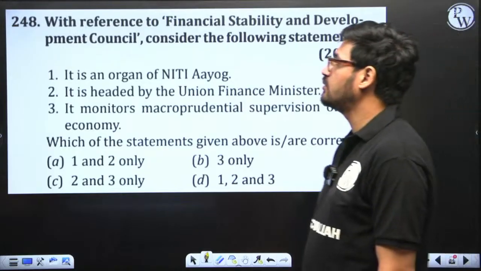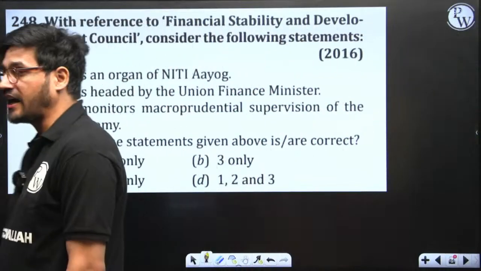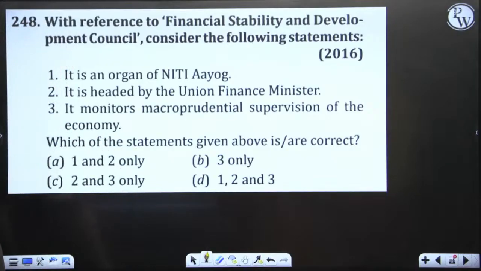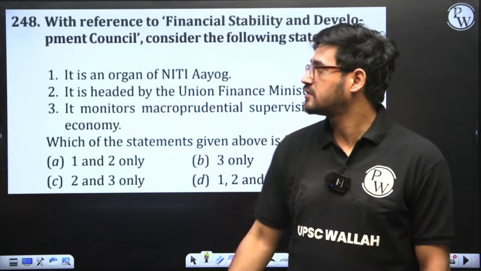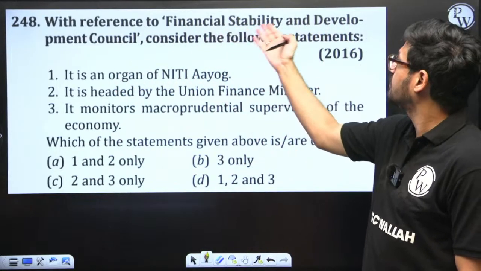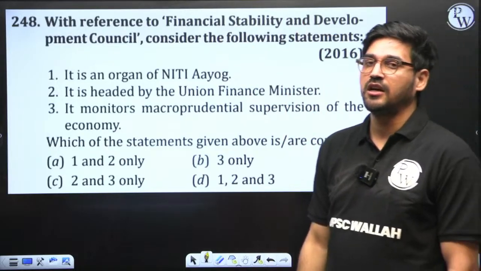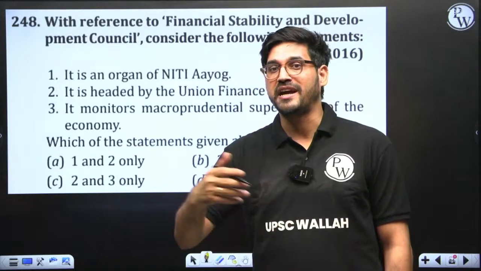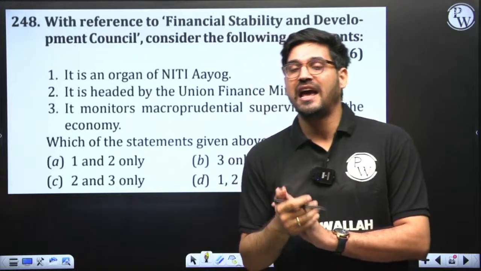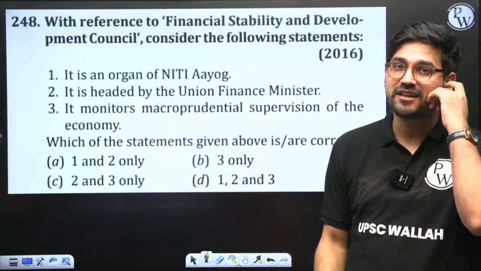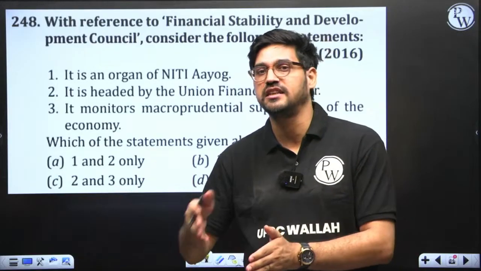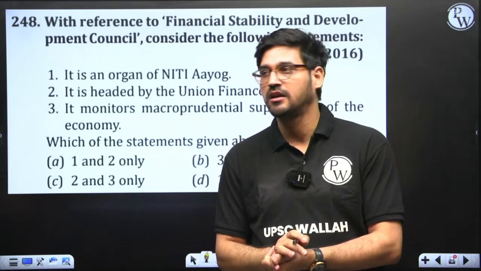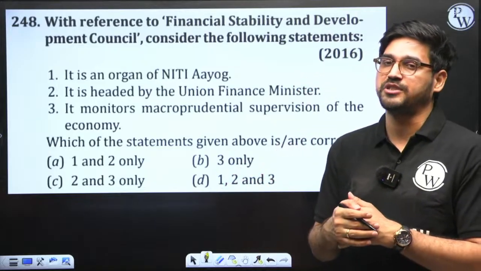With reference to FSDC, Financial Stability and Development Council, consider the following statements. Now, this council was set up on the recommendations of Raghuram Rajan. The idea was what has been mentioned in the name, Financial Stability and Development Council, to look at the work of major conglomerates in the country, as well as to have better intra-agency coordination with respect to regulatory authorities in the financial institution space. That was the objective.